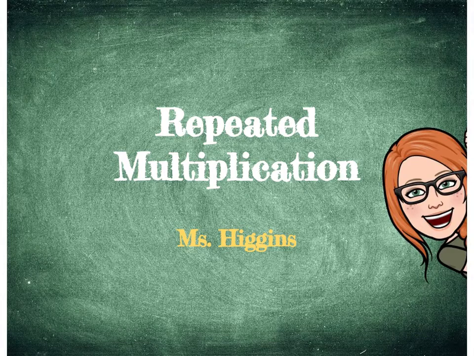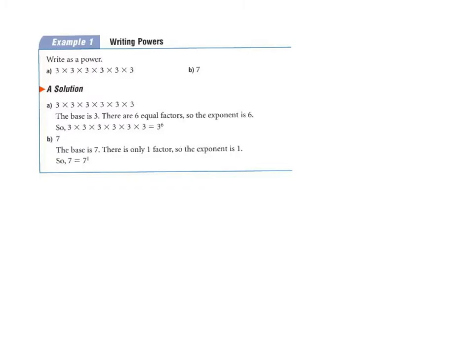This lesson is about repeated multiplication. In the previous lesson, we learned about bases and exponents. We learned that the bigger number on the bottom is called the base, and that tells us what number is being multiplied by itself. And up here we have the exponent, which tells us how many times to multiply it together. Altogether, this is called a power.